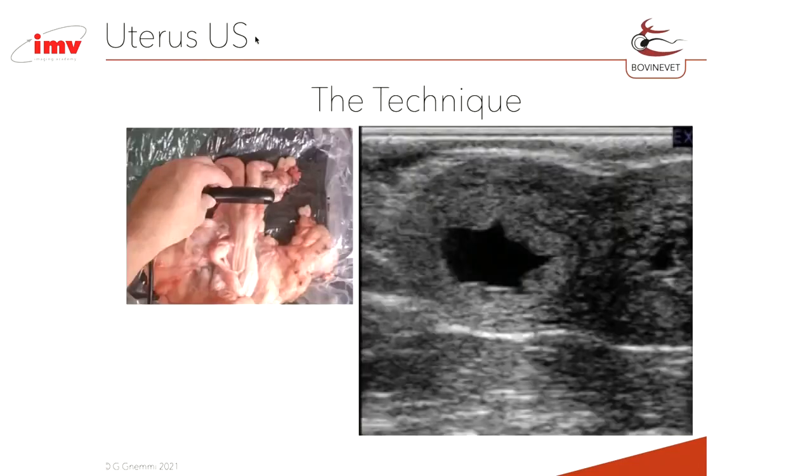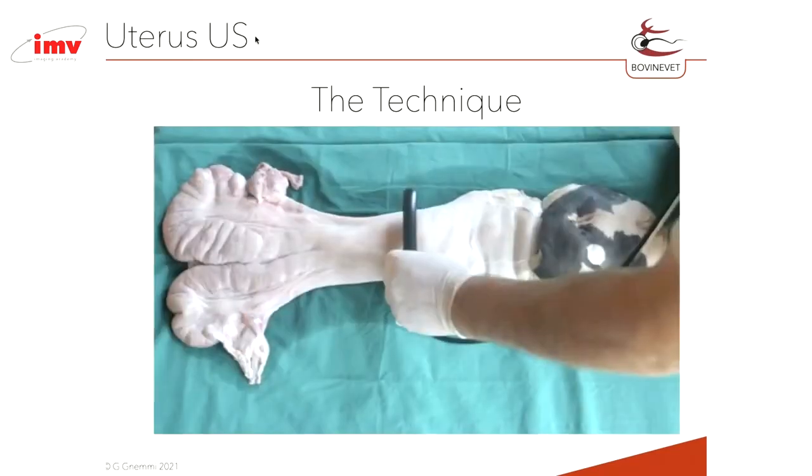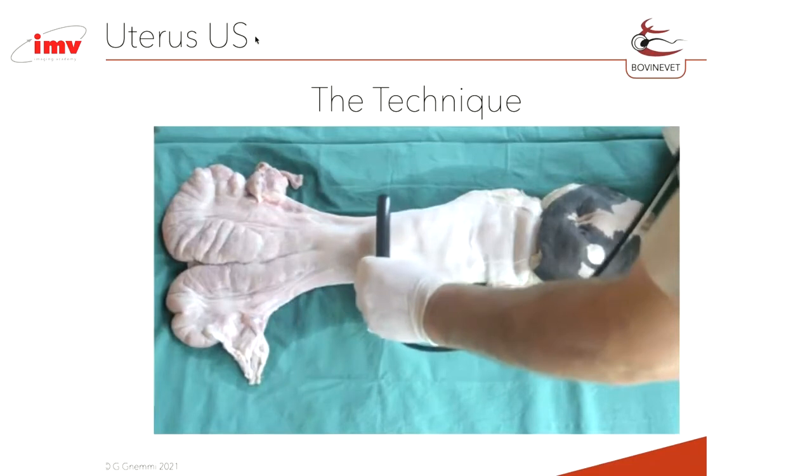Well, about the technique, normally when I do an ultrasound evaluation of the uterus, I use a transversal section and a longitudinal section. When I speak of a transversal section, I'm putting my probe perpendicular to the bigger axis of the uterus horn, as you can see here in these two pictures. And this is what I do.